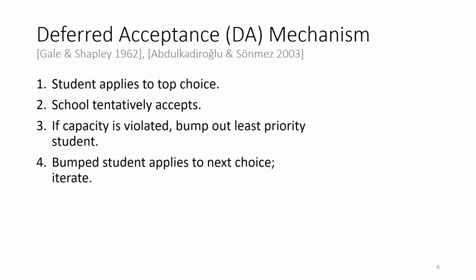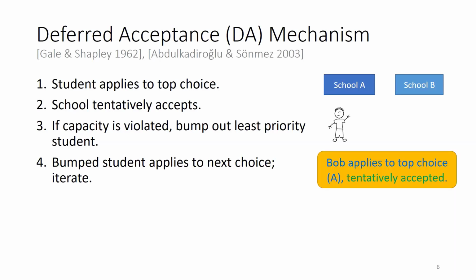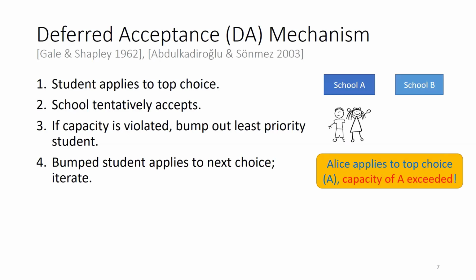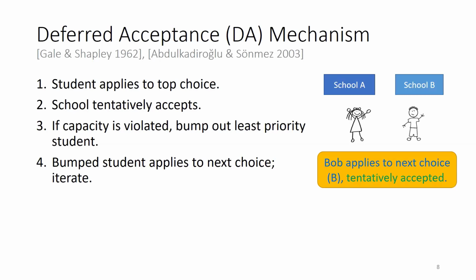To illustrate, suppose there are two schools, A and B, each with unit capacity. And Bob applies first to his top choice, school A, and is tentatively accepted. Alice also likes school A and applies. At this point, the capacity of school A is exceeded. And here, in this example, Alice has higher priority. So Bob is bumped out and applies to his next choice, school B, and is tentatively accepted.